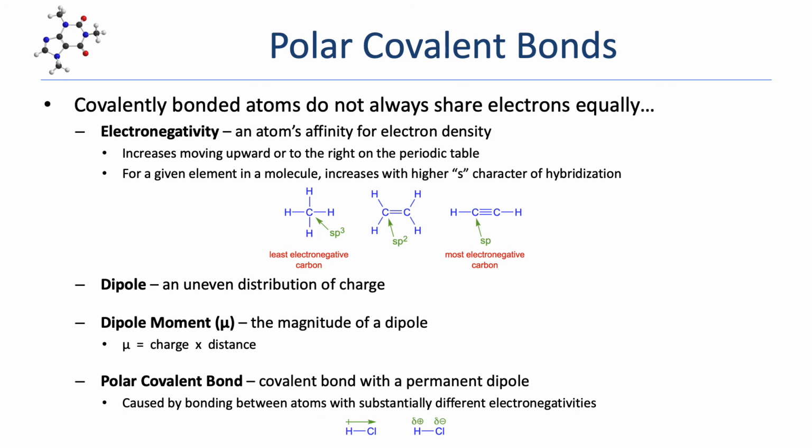Another way of calling attention to a dipole is to just draw out partial charges. So we use a lowercase delta followed by the charge, plus or minus. So don't confuse that with formal charges, right? These are partial charges. We have a partial positive charge on the hydrogen because it's the less electronegative atom in that bond, and then we have a partial negative charge on the chlorine because it has a higher electronegativity.